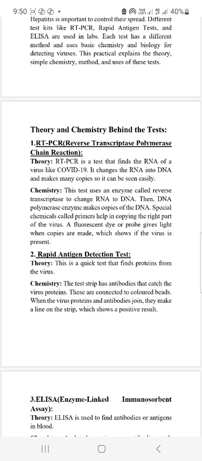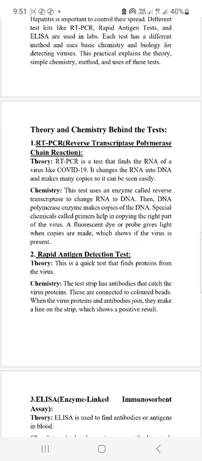RT-PCR, reverse transcriptase polymerase chain reaction. It is a test that finds the RNA of a virus like COVID-19. COVID-19 is a virus known as corona, so this test is used to find the RNA of that virus so that it can change that RNA into DNA and make many copies easily. When RNA is changed into DNA and many copies are made, it can be seen easily.